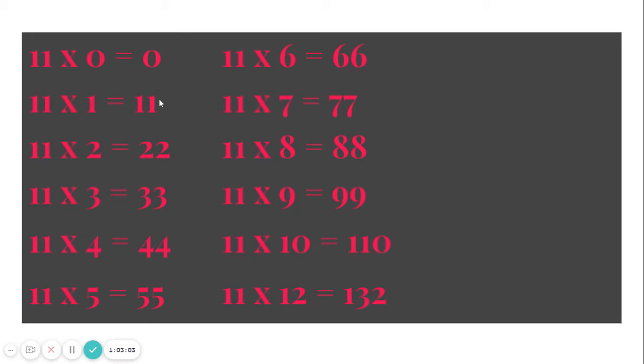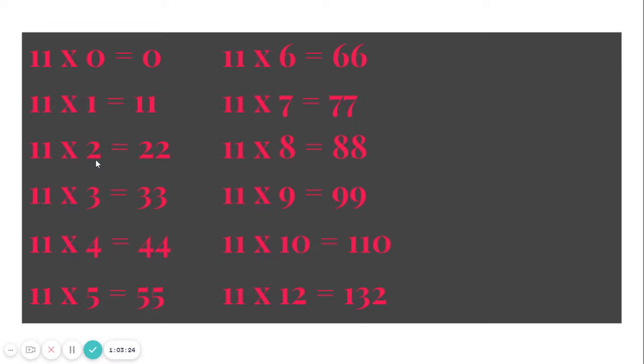Okay, 11s, write it. 11 times 0, anything times 0 is 0. Anything times 1 is the other number. Anything times 2, double it. But really, 11 times 2, we can start writing our numbers twice. Because really, it's 2 times 1, 2 times 1, 22. Okay.